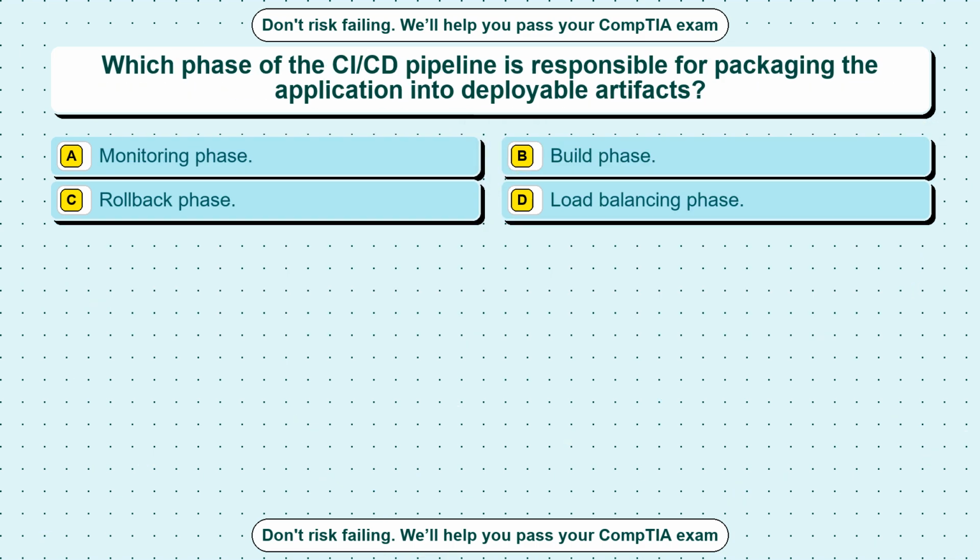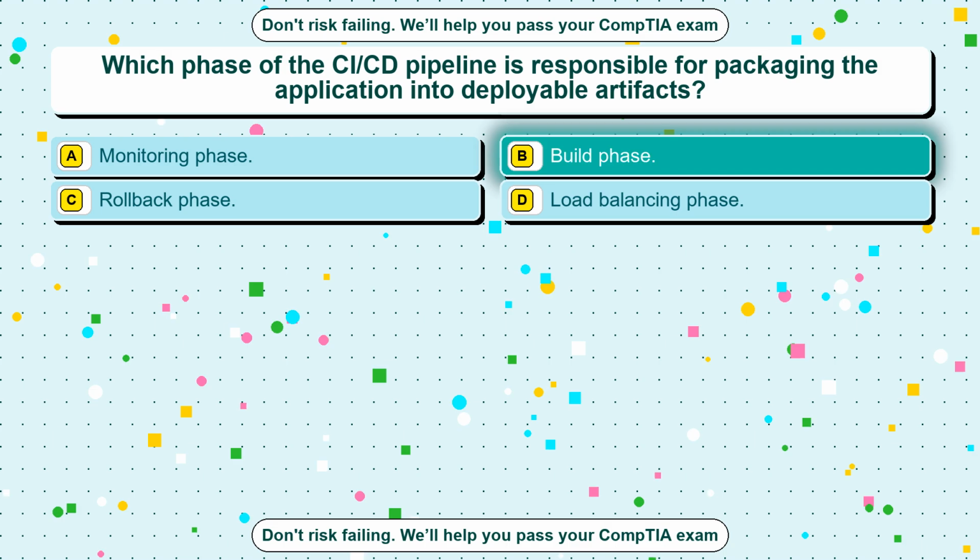Question 18. Which phase of the CI/CD pipeline is responsible for packaging the application into deployable artifacts? Option A. Monitoring phase. Option B. Build phase. Option C. Rollback phase. Option D. Load balancing phase.